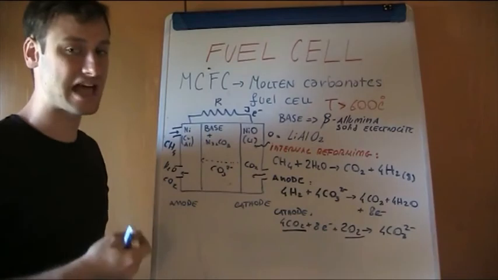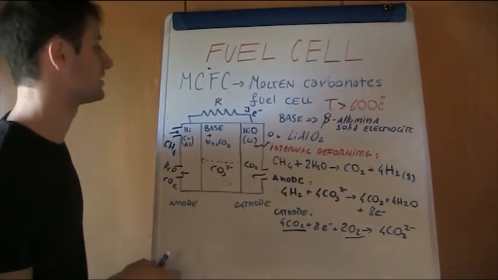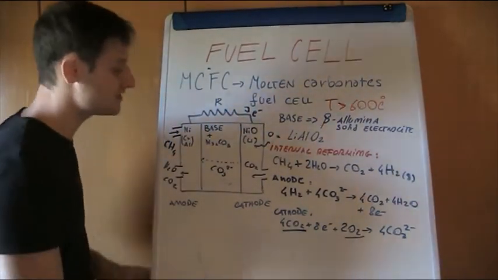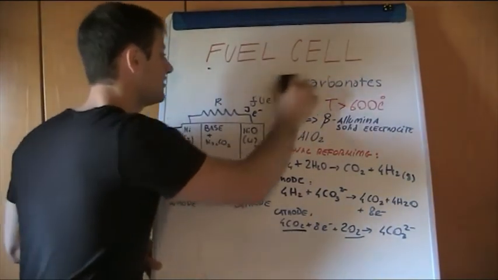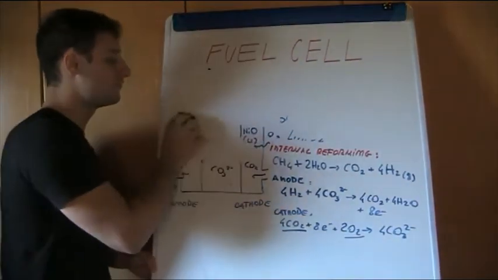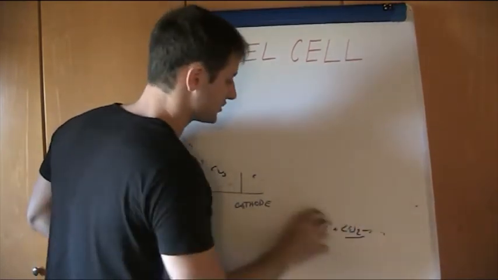So basically these types of characteristics are all the most important characteristics of a molten carbonate fuel cell. Now what we can describe is the last type of high temperature fuel cell. It is quite different because it's a high temperature fuel cell that basically involves the use of phosphoric acid.